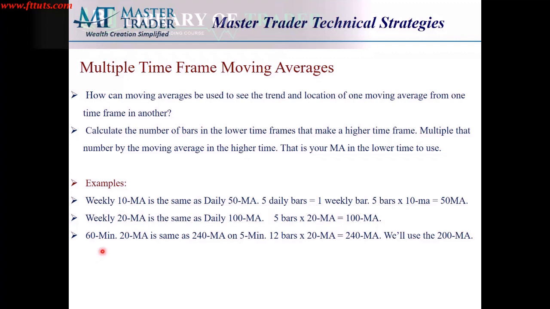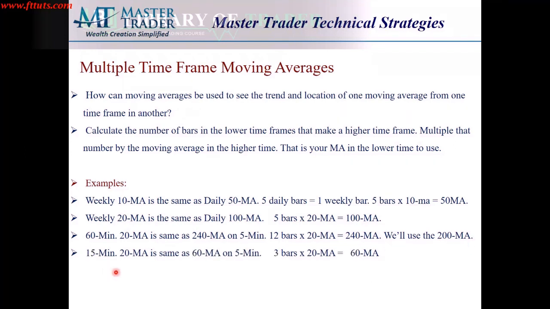A 20 MA on the 60-minute chart is the same as a 240 MA on the 5-minute chart. It takes 12 5-minute bars to make up a 60-minute bar, times 20 equals 240 MA. We're actually going to use the 200 on that 5-minute because it's close enough.